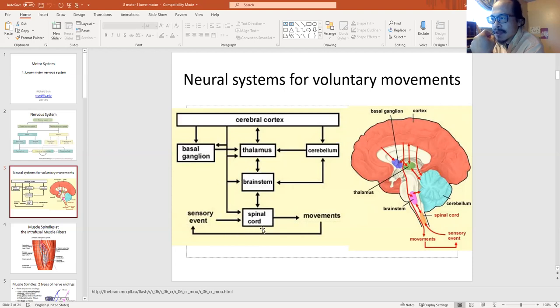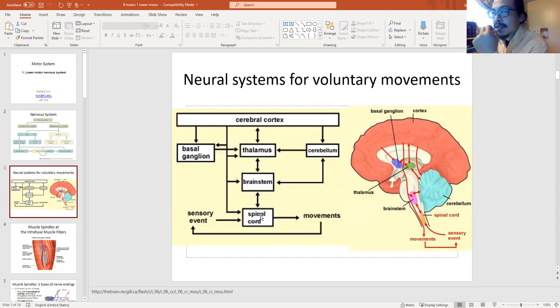When we see this stretch reflex, you need to have that appreciation that this is an important mechanism to control smooth movement. This is the lower motor system, and then they are basically controlled by all the others. Here we have 1, 2, 3, 4 pieces of these different nuclei, and they directly or indirectly affect this lower motor neuron.